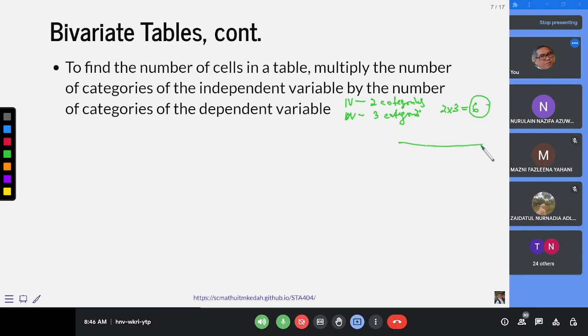Where do these 6 cells come from? Again, you have the independent variable, 2 categories.